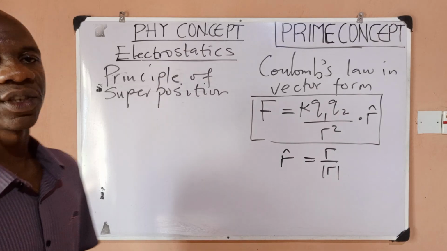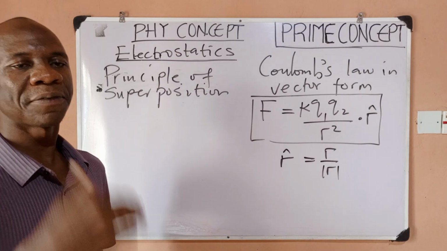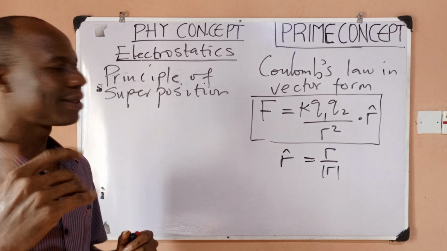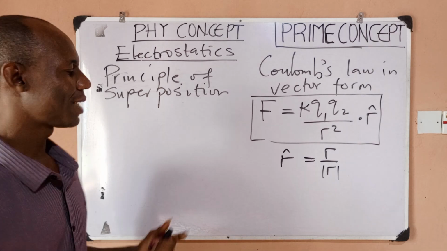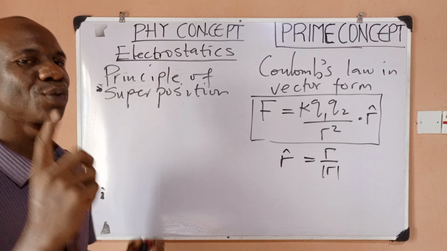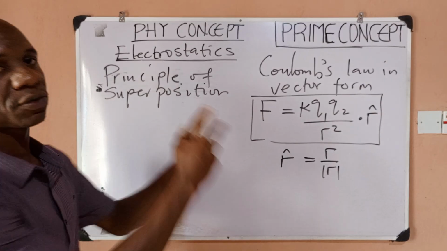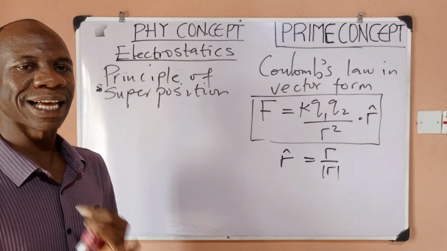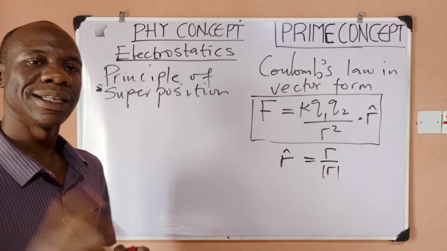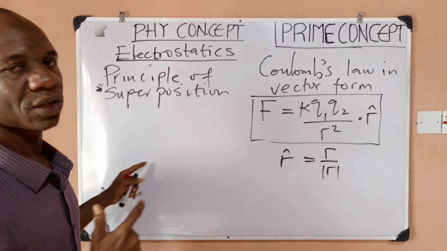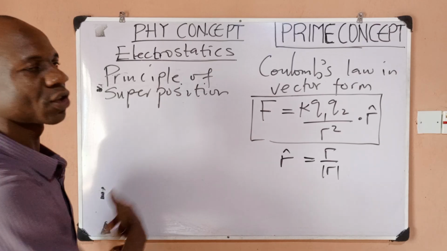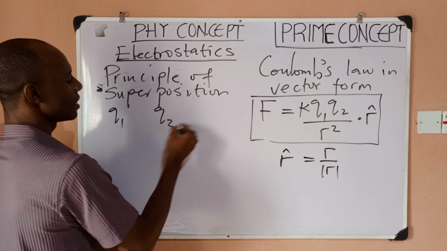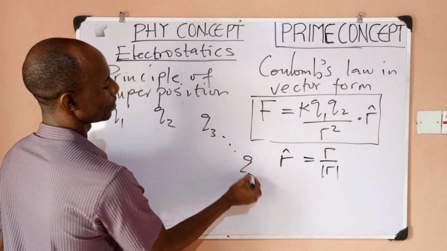The principle of superposition simply says that if you have three or more charges exerting force on a test charge, then the net or resultant force that that test charge would experience is going to be the vector sum of each of those forces. If you have three or more charges exerting a force on a single test charge, then the magnitude and direction of the force experienced by that test charge is going to be the vector sum of each of those forces. Now, say we have Q1, Q2, Q3, up to Qn.